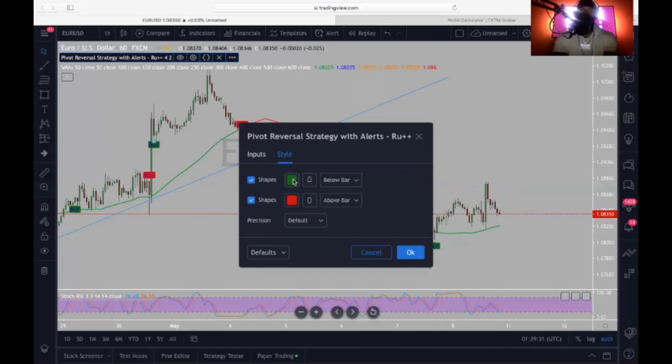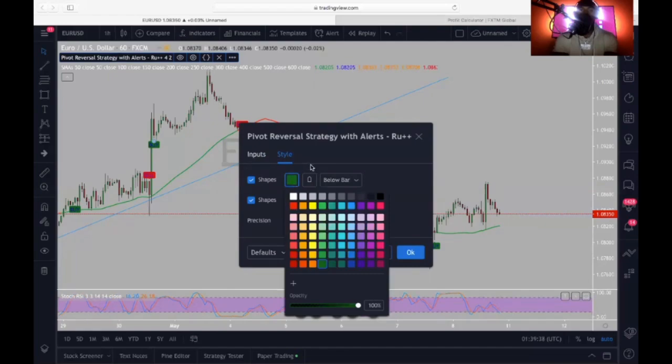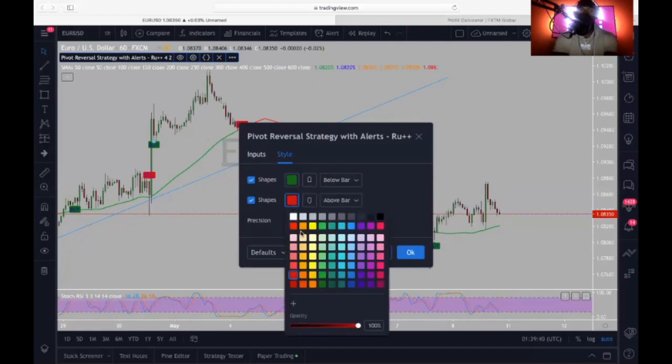Then we want to make sure the top one, these are going to be our buy signals. They're going to be green. Make sure this box is checked green. Make sure this box is red. These are going to be our sell signals. These are going to be red.